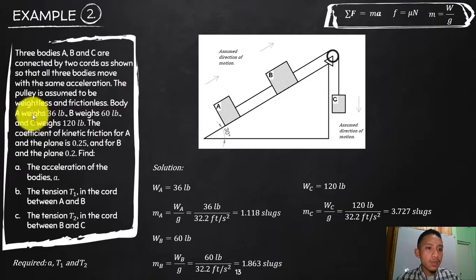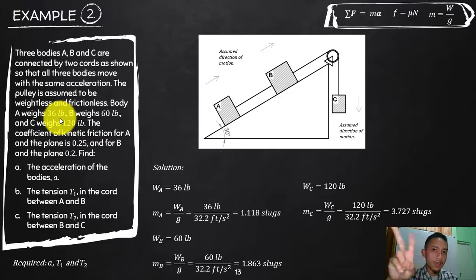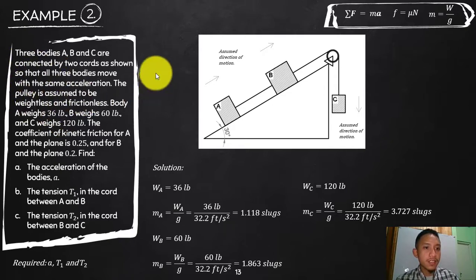Okay, body A weighs 36 pounds. So we are now in English units. Again, you need to know what is pound force and pound mass. They are very, very different things. Pound force is a force, pound mass is a mass. So it says there weighs, so that means that is a weight. If it says there that the mass of A is 36 pounds, then that is a pound mass.